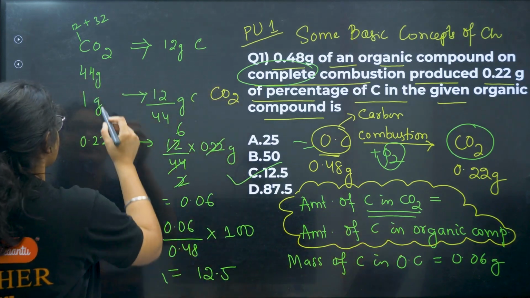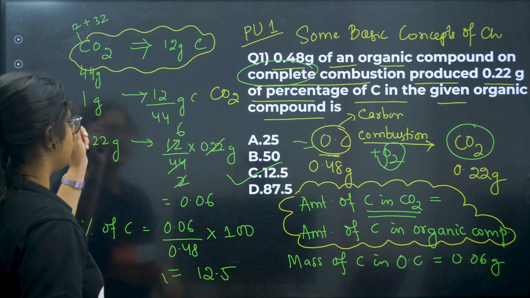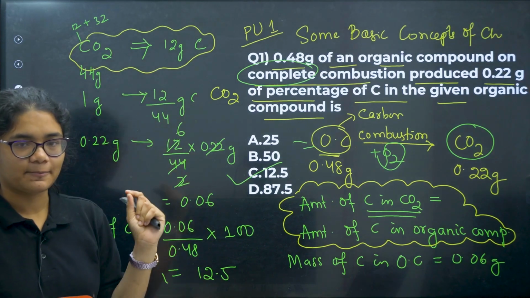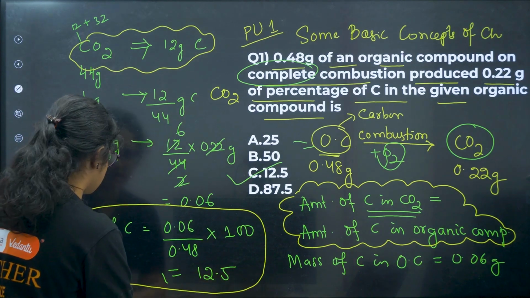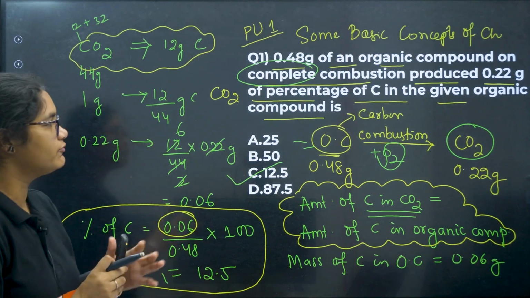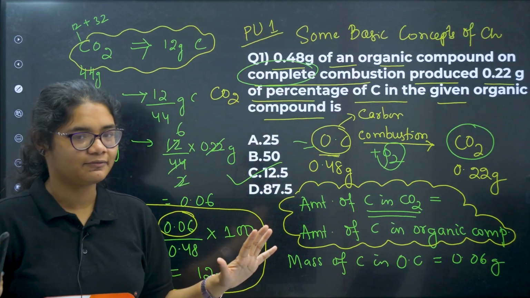Second thing we need to do is this one. How to correlate this one. In 44 gram there is 12 gram. In 1 gram how much gram? In 0.22 gram how much gram? Once we get this, this formula is the, like this part is the direct application. But to get this, we need to know some basic concepts of chemistry. I hope the first question is done for everyone.